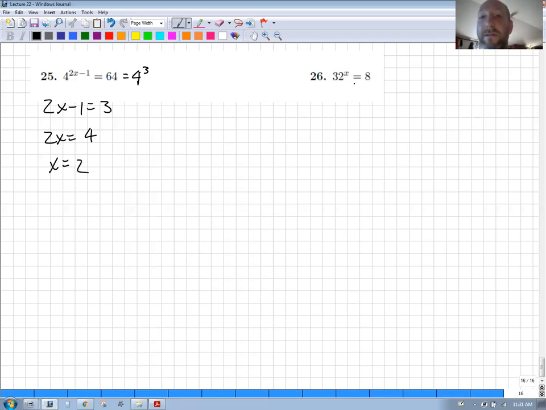Over here, 32 isn't a power of 8, but I can rewrite these both as powers of 2. 32 is, let's see, 2, 4, 8, 16, 32. That's a 5 there. 32 is 2 to the 5th, and 8 is 2 cubed. So an exponent to an exponent. At this point, we could say 5x is 3, or x is equal to 3/5.